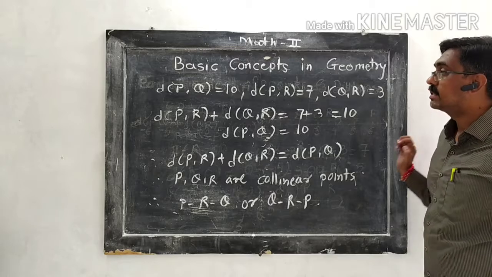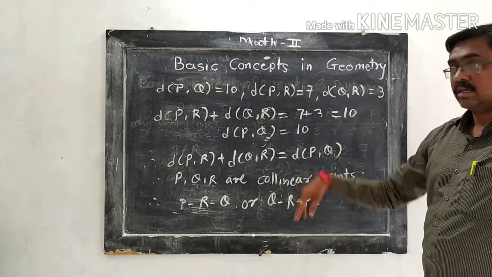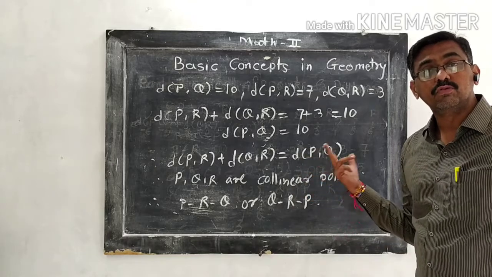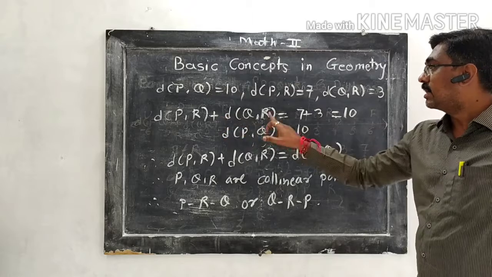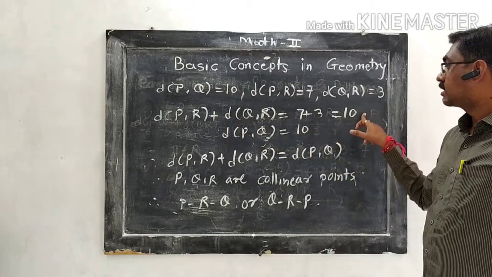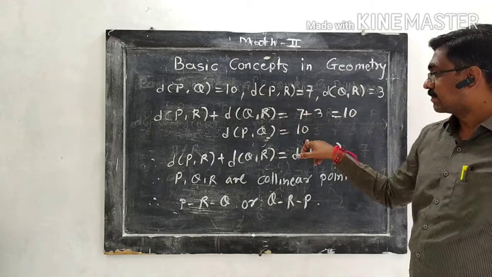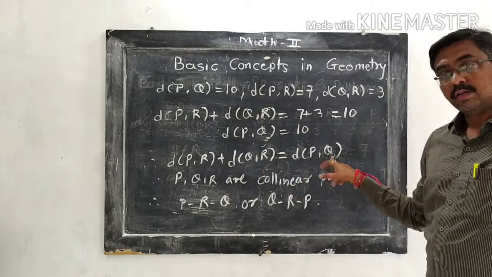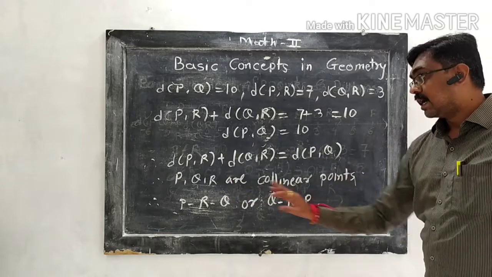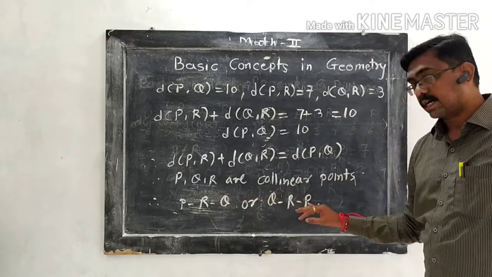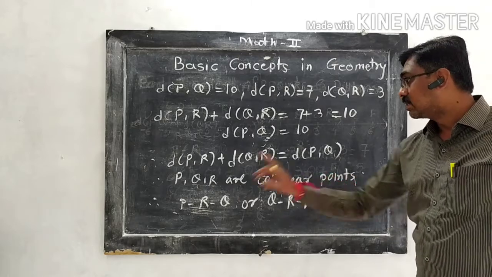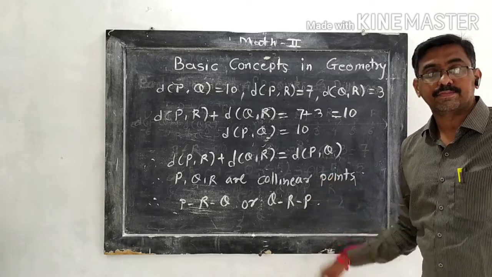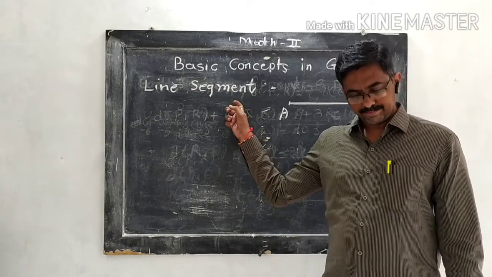So again I am explaining this. They give three distances. We have to state which point lies between the other two points. For that we take the addition of two numbers, 7 plus 3, that equals 10, which is the biggest distance. So distance PR plus distance QR equals distance PQ. So P, Q, R are collinear points and P-R-Q or Q-R-P. If they are collinear points, R lies between P and Q. It is true.